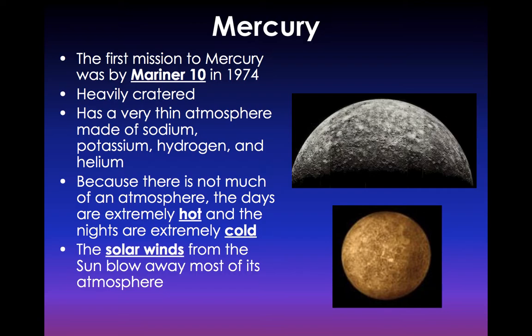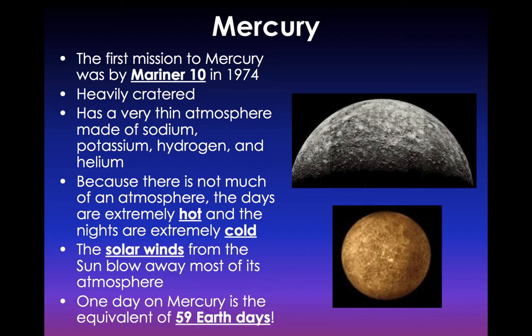The first mission to Mercury was by Mariner 10 in 1974. It is heavily cratered, has a very thin atmosphere made of sodium, potassium, hydrogen, and helium. Because there is not much of an atmosphere, the days are extremely hot and the nights are extremely cold. Solar winds from the sun blow away most of its atmosphere. One day on Mercury is the equivalent of 59 Earth days, so kind of weird.